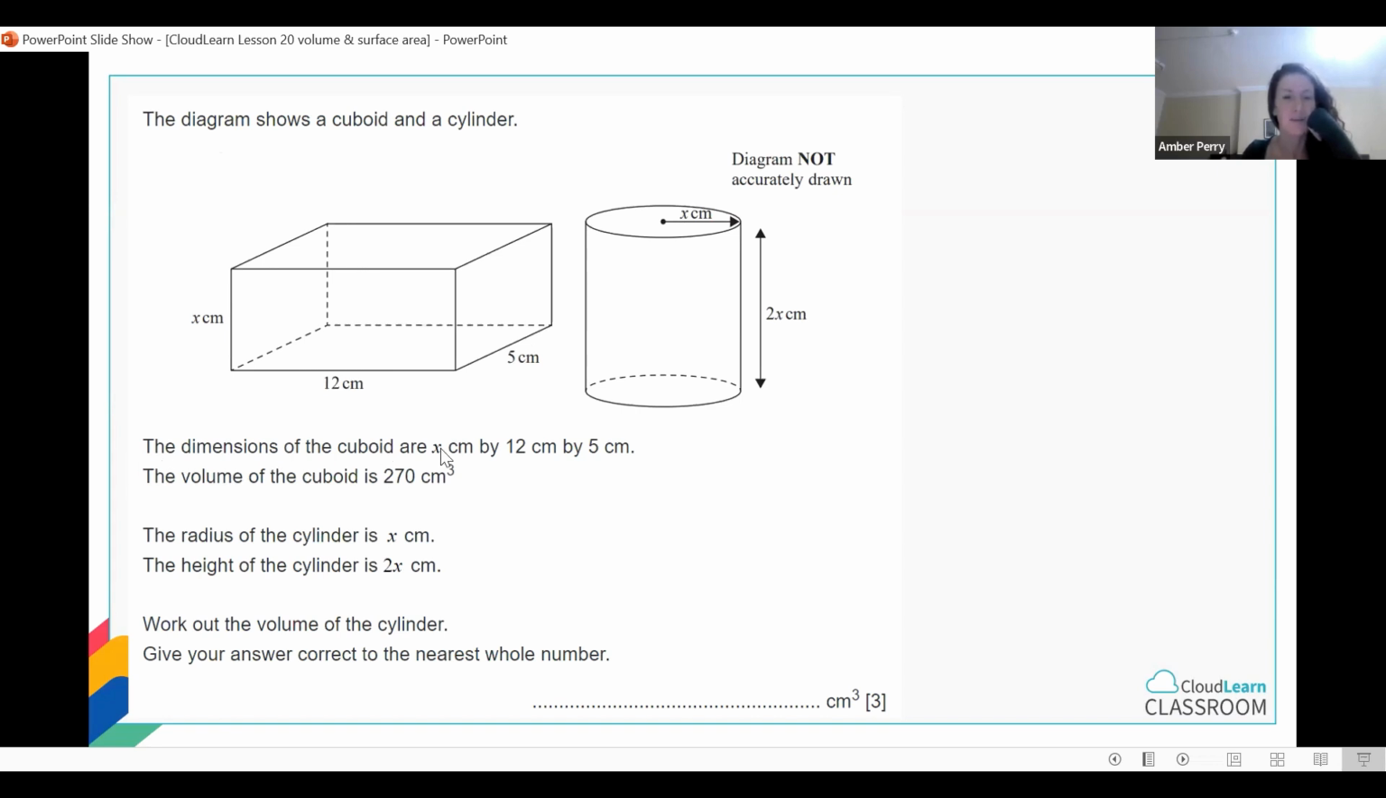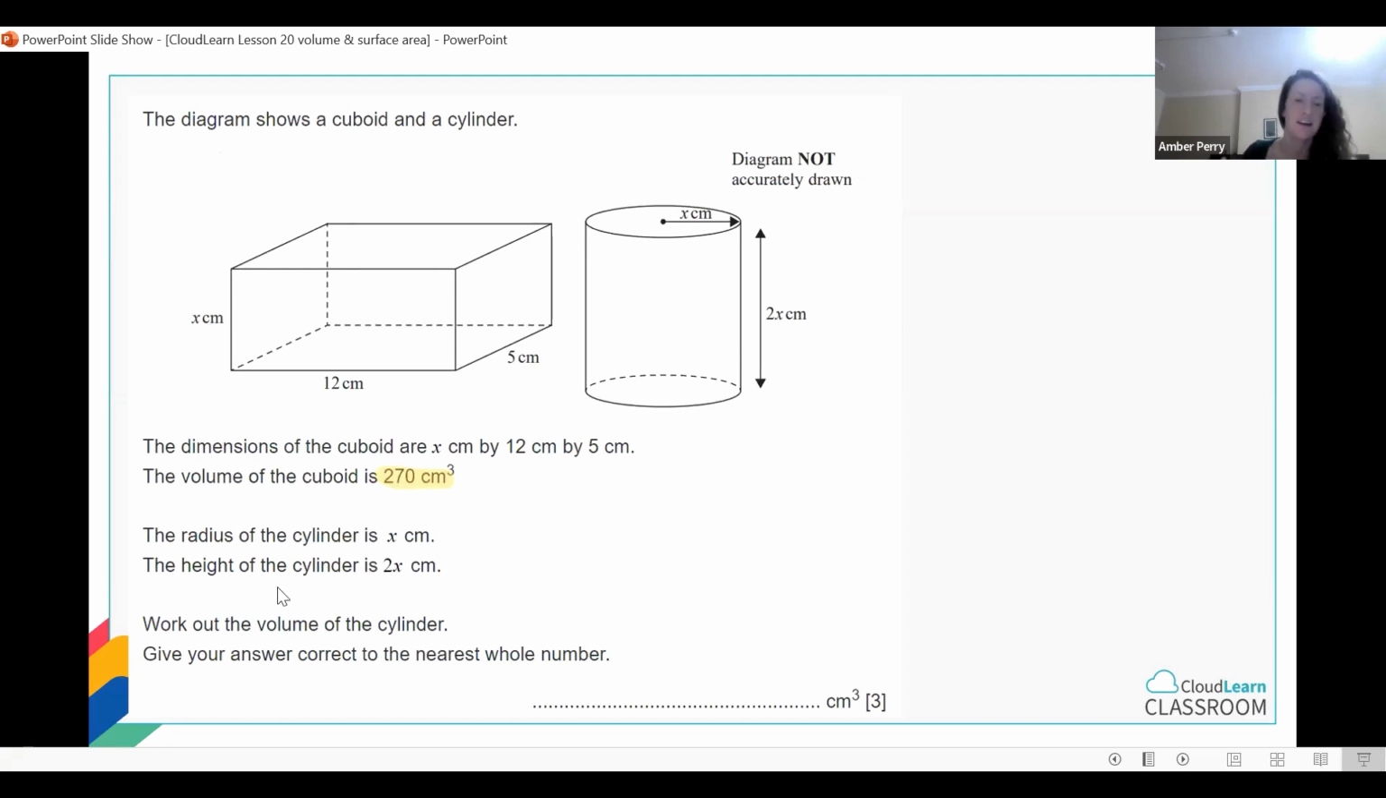So you've got a bit of information in this question just telling you what's in the diagram, but then you've also got a bit of information which actually gives you some extra information to what's in the diagram. So it's really important that you read the question carefully, because if you miss that bit, then you are going to miss some quite important information there. So I'm just going to use my pen to highlight the volume there. It's 270 centimeters cubed, really important bit of information.